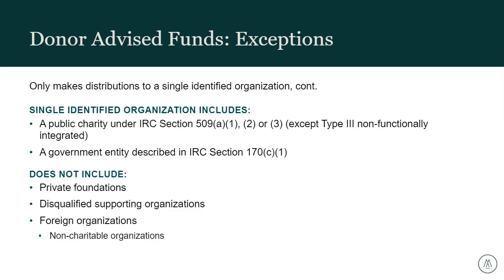A single identified organization includes a public charity and a government entity described under these sections, which relate back to who is not a donor, the same types of entities. It does not include private foundations, disqualified supporting organizations, foreign organizations, or non-charitable organizations. There's a formatting error on the slide: non-charitable organizations should not be under foreign organizations. U.S. non-charitable organizations are not included as single identified organizations.